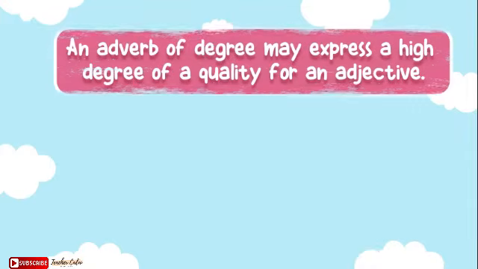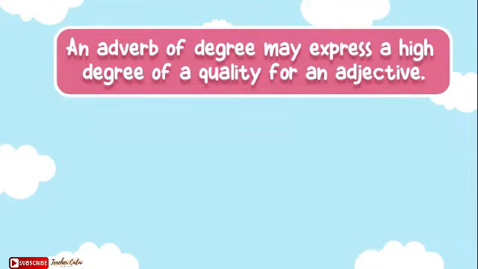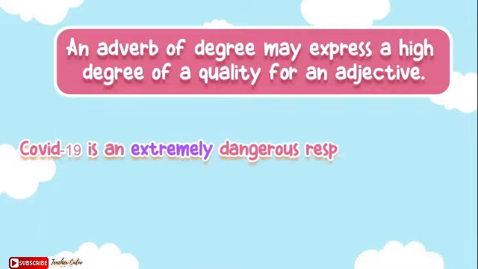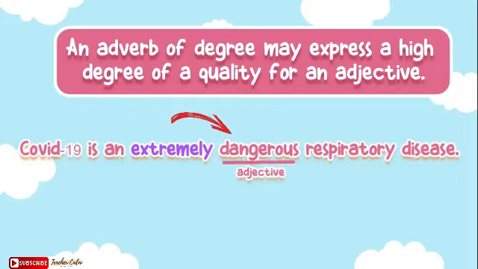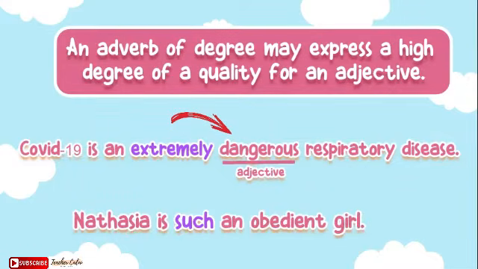Third, an adverb of degree may express a high degree of quality for an adjective. For example, COVID-19 is an extremely dangerous respiratory disease. The adverb of degree used in the sentence is extremely, and it describes the word dangerous, which is an adjective. Another example is, Natasha is such an obedient girl. The word such is an adverb of degree, which describes the word obedient, which is an adjective.